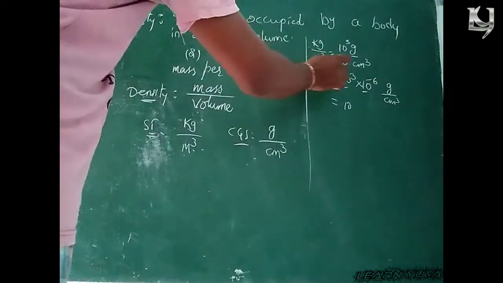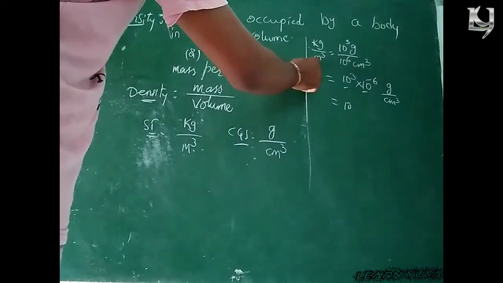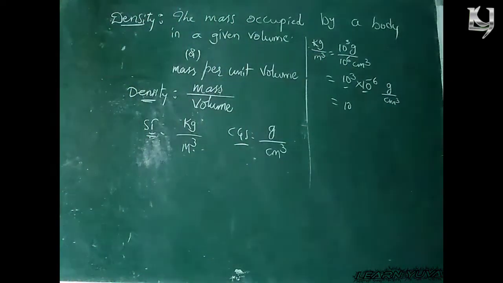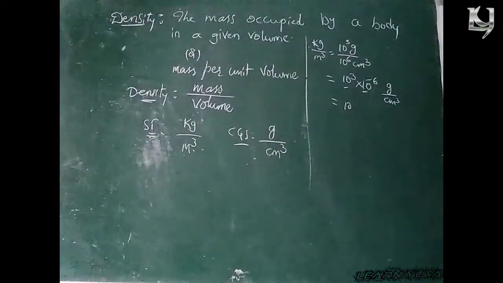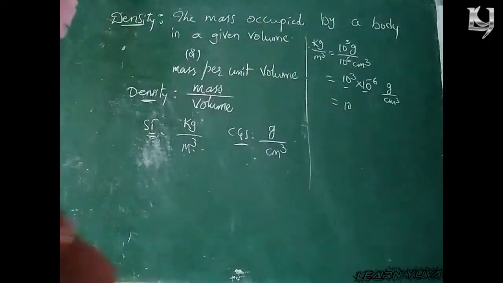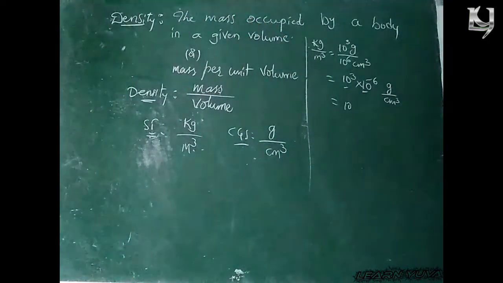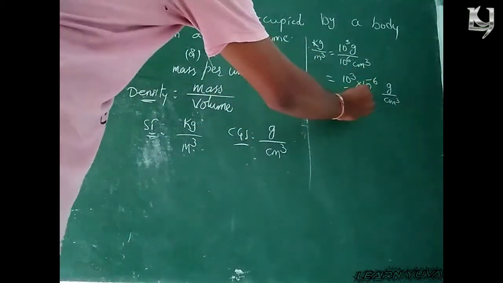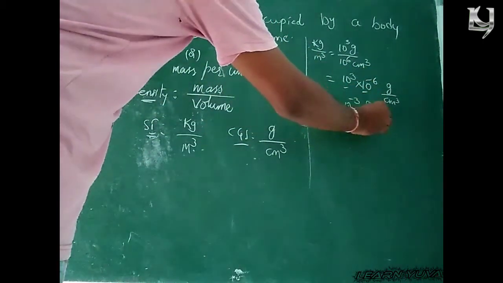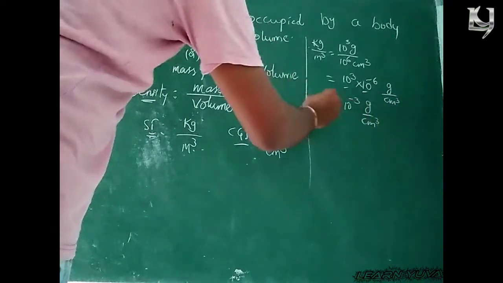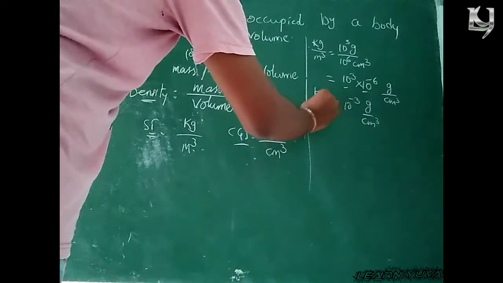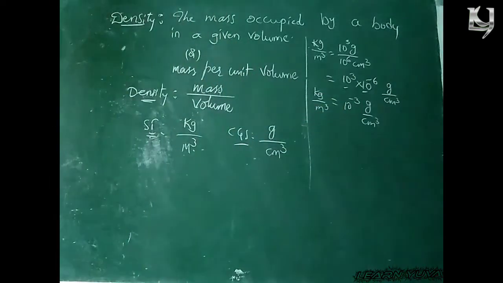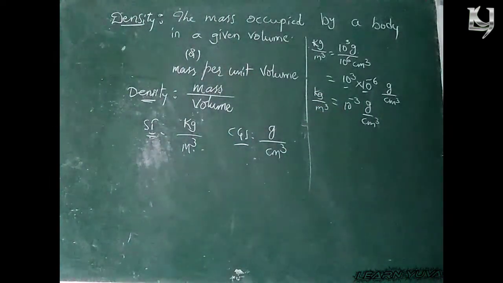Sorry, it is meter cube, 10 power 6 centimeter cube. Okay. So 10 power 3 into 10 power minus 6. The base being the same, the powers are added. 10 power 3 minus 6 is minus 3 gram by centimeter cube. So kg by meter cube is equal to 10 power minus 3 gram by centimeter cube.